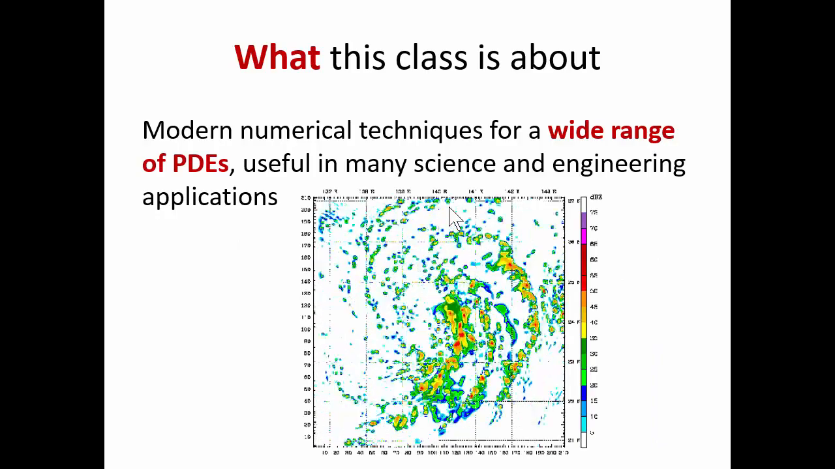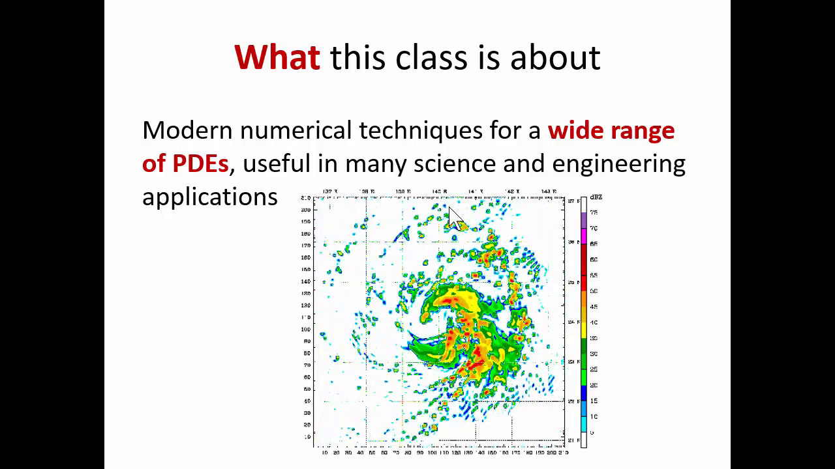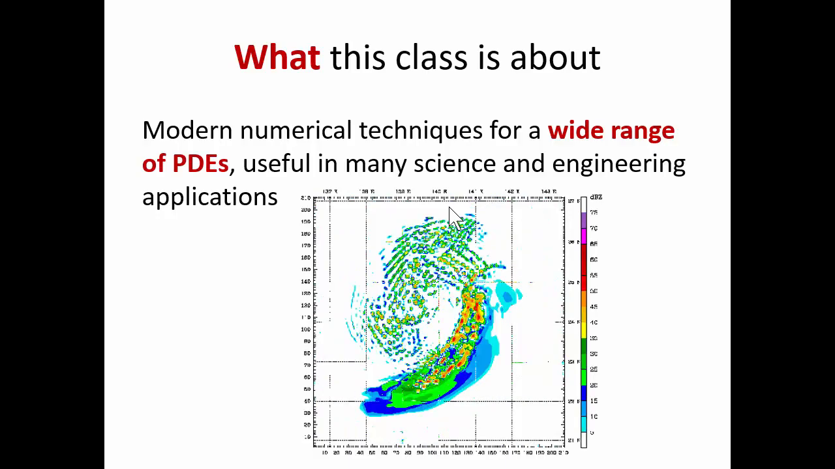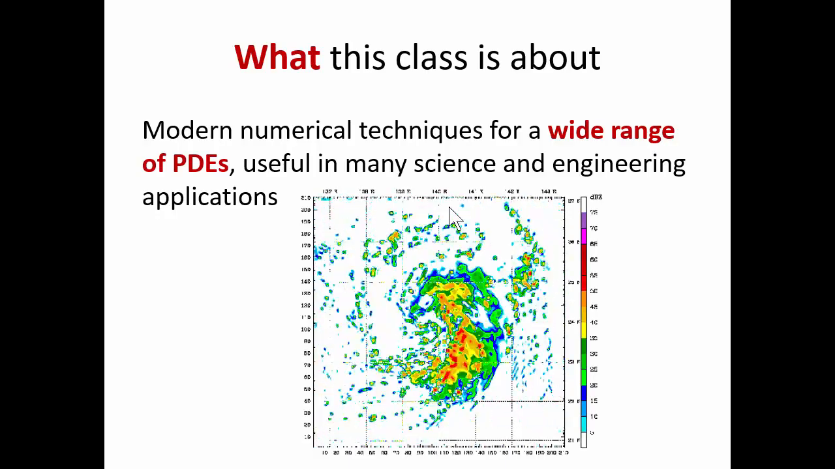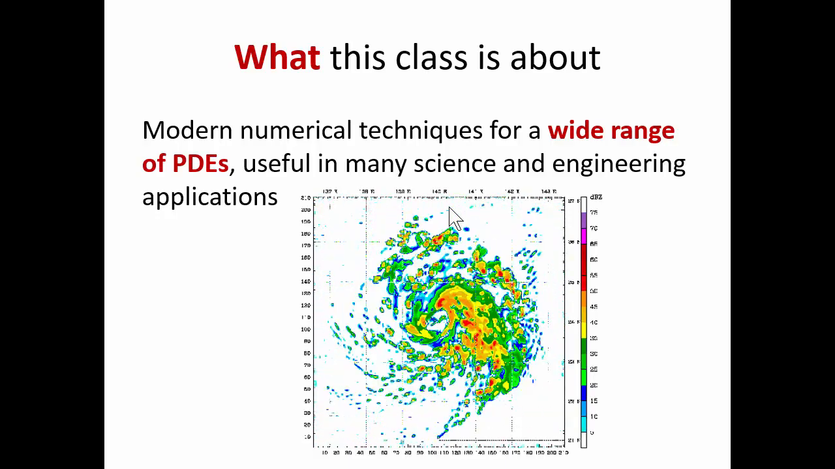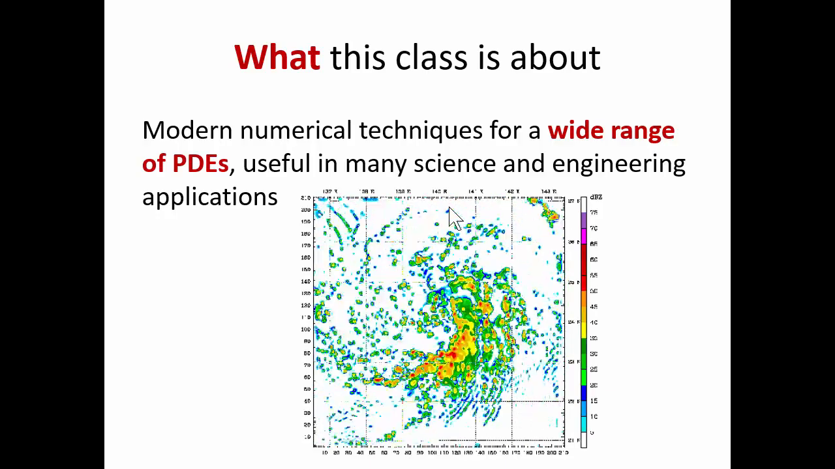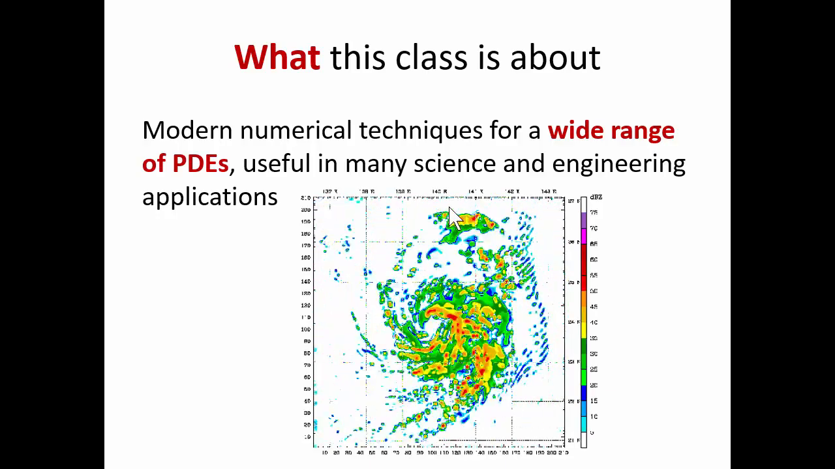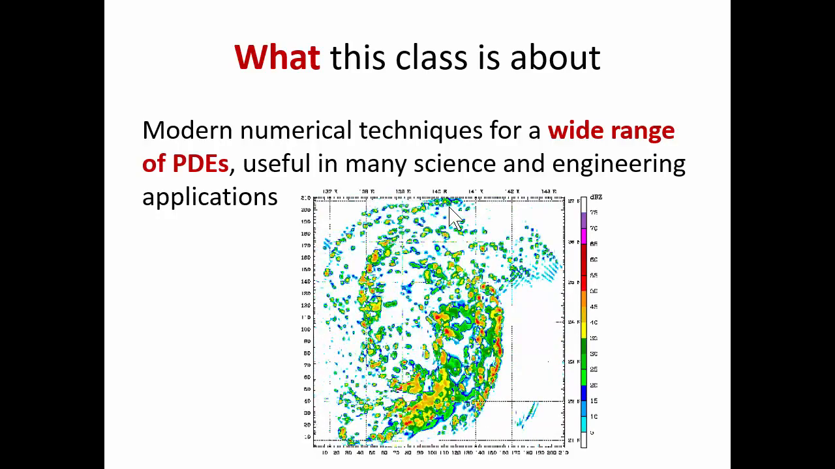So for example, a lot of us have benefited from weather forecasts. And weather forecast is one of the examples of numerical solution of partial differential equations. In the context of this class, it is an initial value problem.